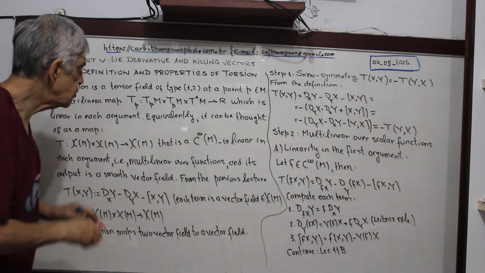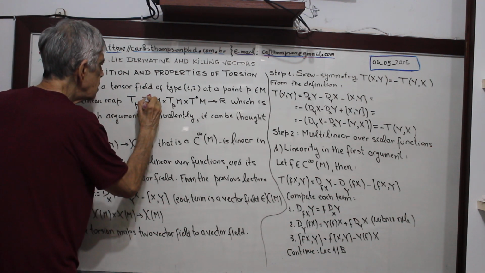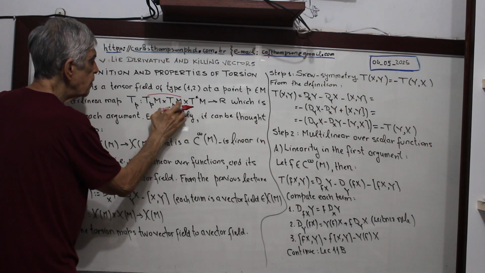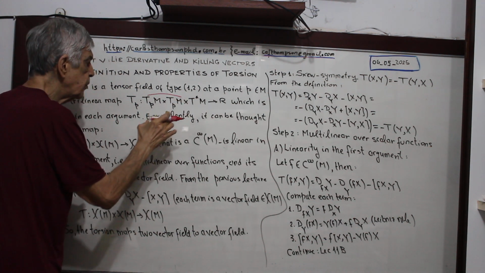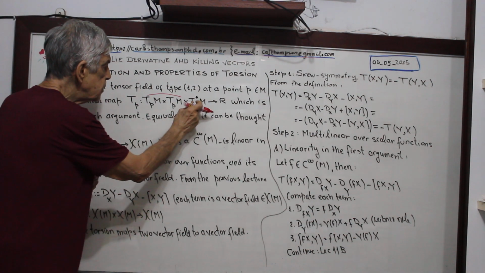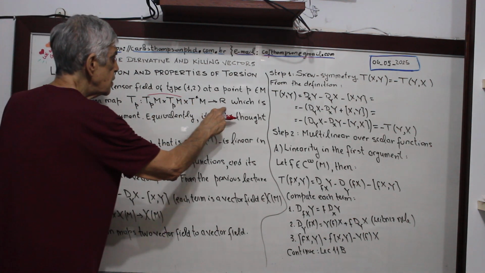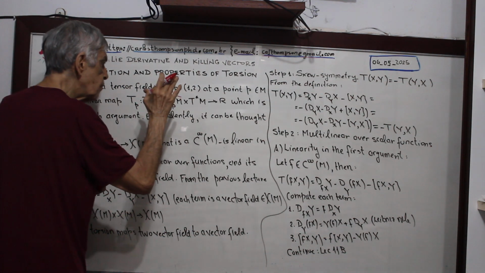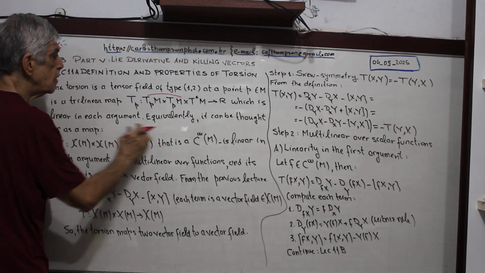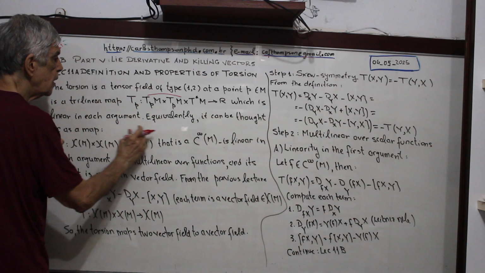As we derived previously, this here is a vector field. This belongs to the tangent vector space, and this belongs to the cotangent vector space, which maps into the real numbers. That's the definition of a tensor. It is linear in each argument.